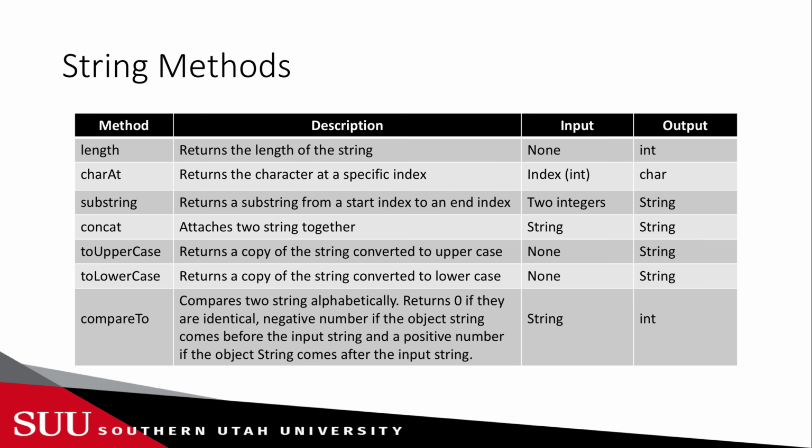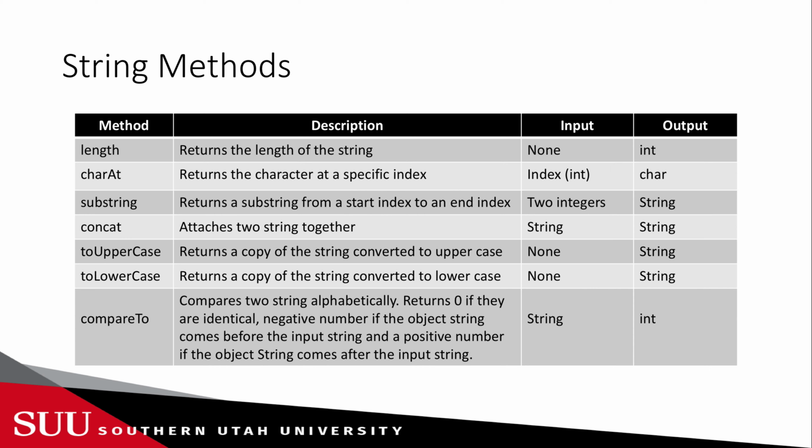Concat, which is concatenation, so this is going to work just like the plus operator. Remember, we said previously the plus operator, when we use it with a string, is basically replacing the concat method. toUpperCase and toLowerCase will return a copy of the string converted to the case that you specified. compareTo will compare two strings in alphabetical order and will return 0 if they're identical, a negative number if the object string comes before the input string, and a positive number if the object string comes after the input string.